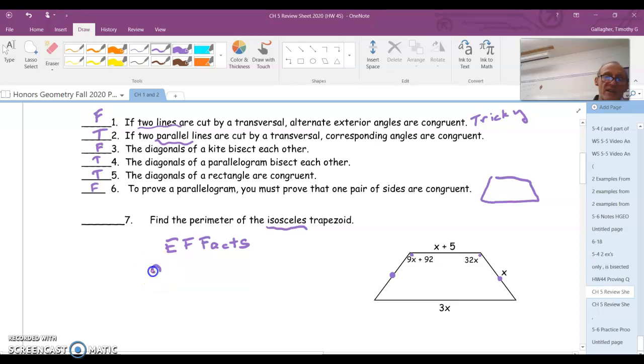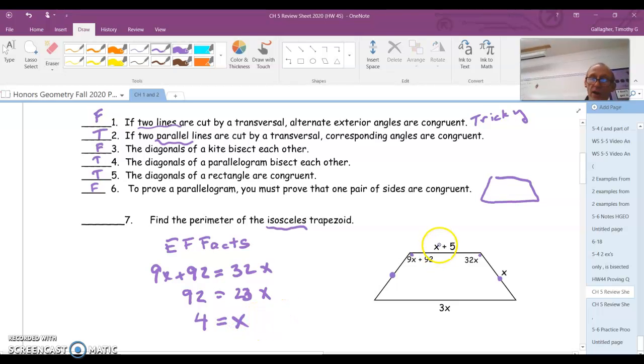And so that is 9x plus 92 equals 32x. And so I end up with 23x equals 92. So here x equals 4. 23 times 4 is 92. So x equals 4 in this problem.